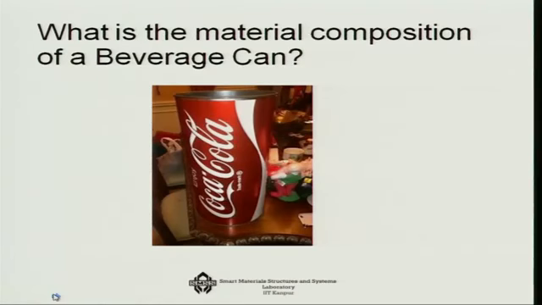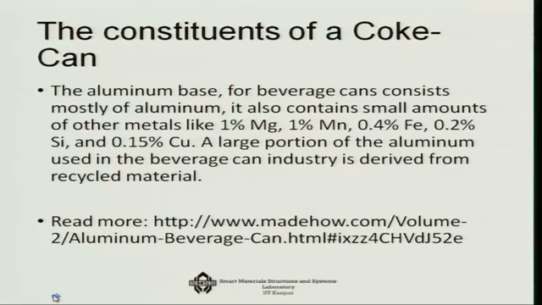One thing you would notice once you finish a beverage can is that it becomes quite light. It is metallic, but it is a very light material, that is the clue. If you really find it out, you will see that the lightness is attributed to its aluminum base. Most beverage cans consist mostly of aluminum, but it is also an alloy. So, this is a non-ferrous alloy.